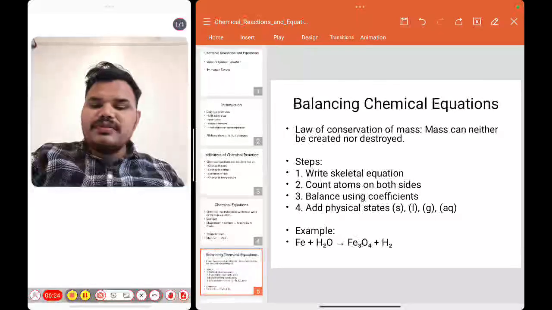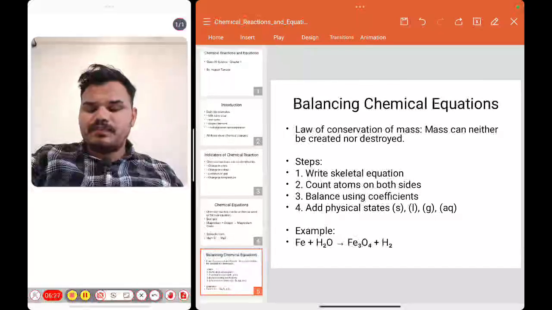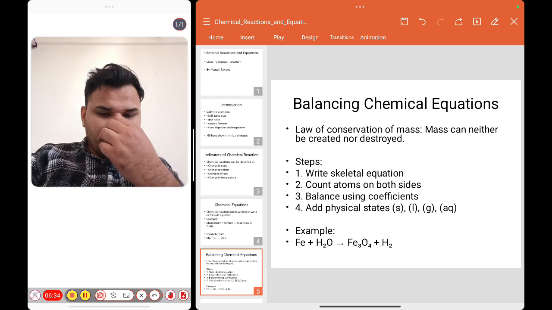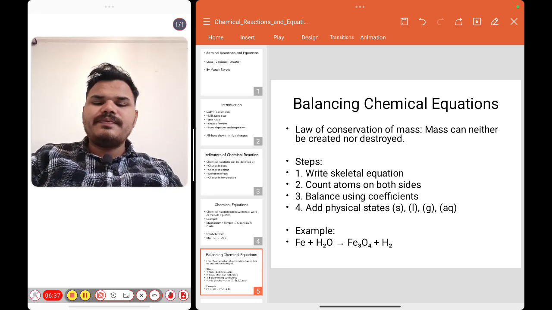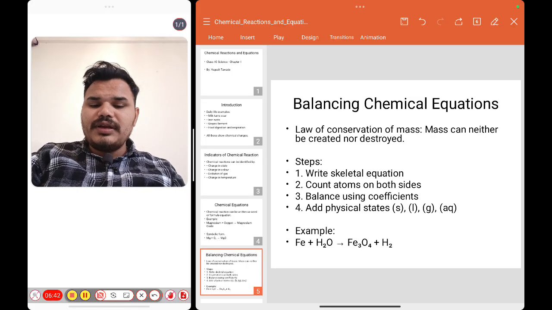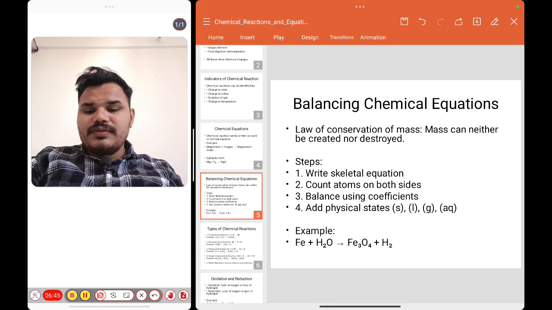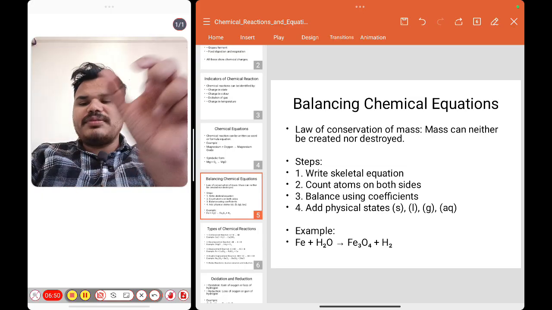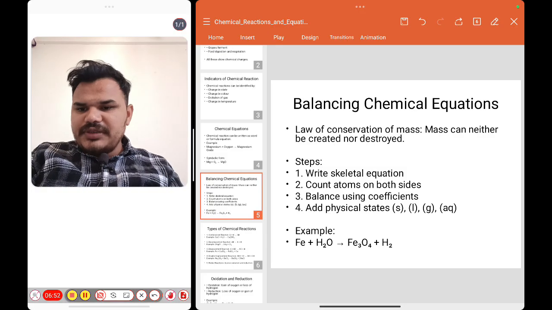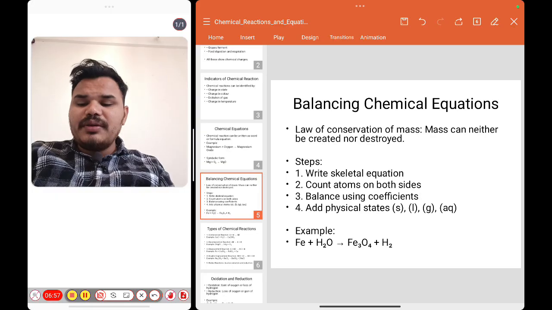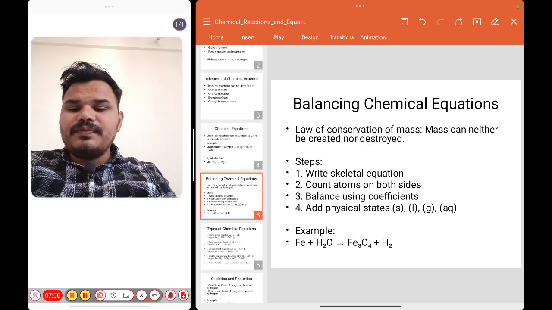The first step is that we have to write down the skeletal equation as it is. There is ferrous, that is iron, and iron reacts with water. After the reaction you will get Fe3O4 and H2 gas. First of all, we have to check which elements are on the left hand side as well as the right hand side. And after that, we make a table and balance it one by one.